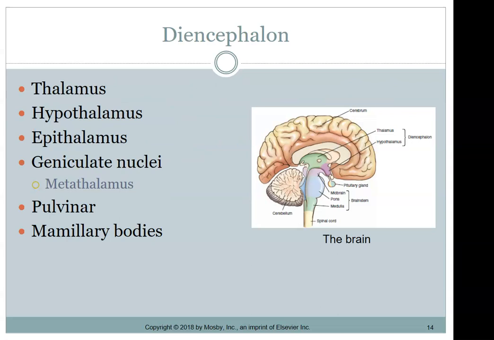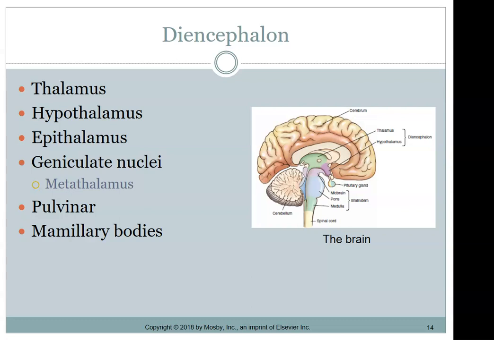Diencephalon. Di meaning two helps one remember that the diencephalon is composed of two structures, the thalamus and the hypothalamus. The thalamus is responsible for the relaying of most sensory information, except the sense of smell, and their translation into sensations of pain, temperature, and touch.